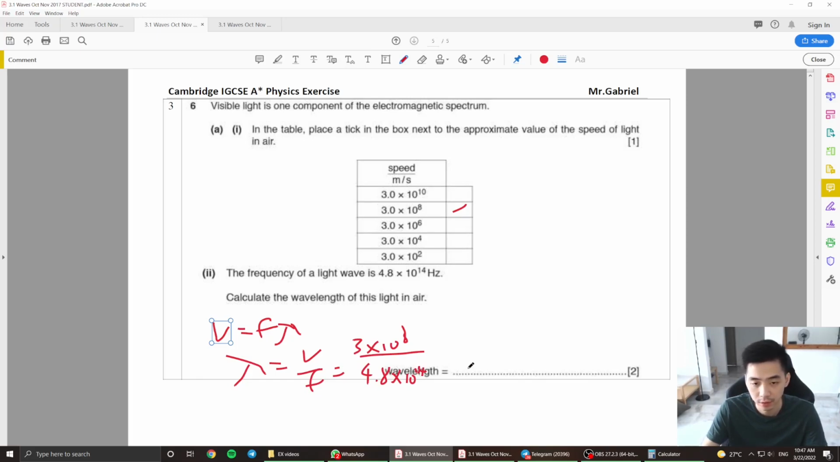Press that in the calculator. 3 times 10 to the power of 8 divided by 4.8 times 10 to the power of 14. You'll get a very small wavelength of 6.25 times 10 to the power of -7 meters here. Alright.